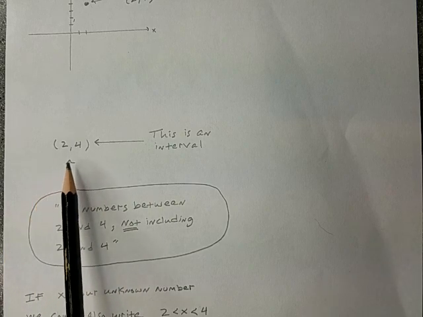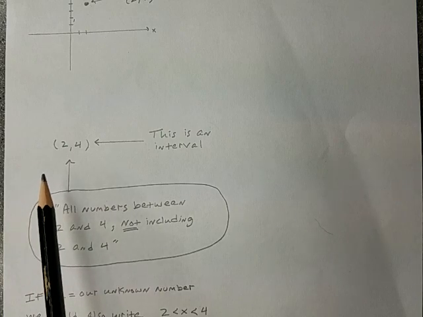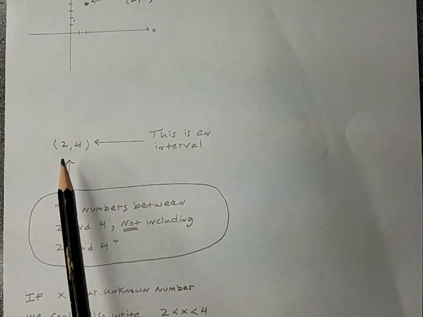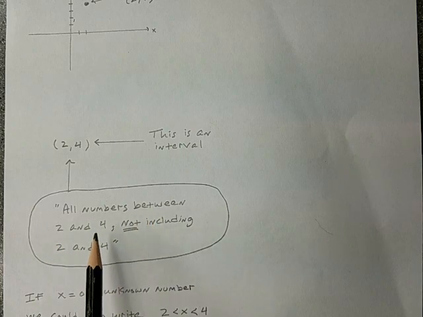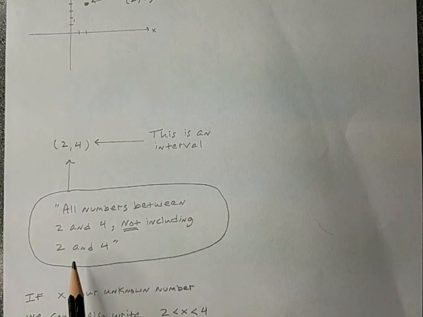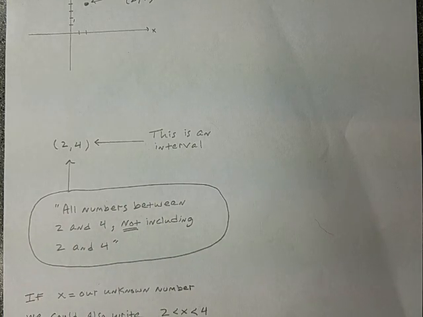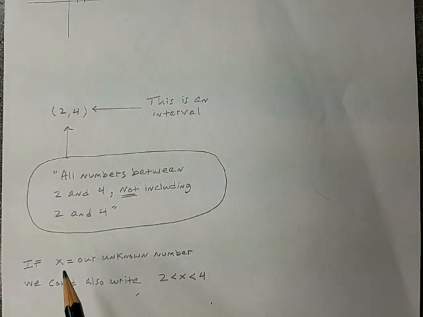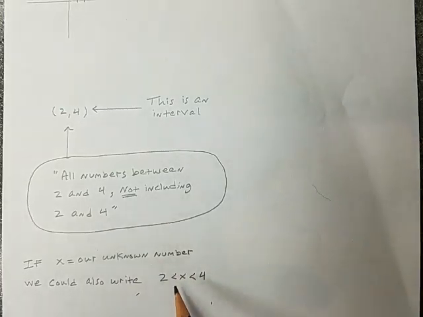So that might say, well, I'm talking about numbers like 2.1 and 3.997. You get the idea. There's lots of numbers between 2 and 4, and I'm just including all of them in that. But I'm not including the 2 and the 4. I'll say more about that in a minute.